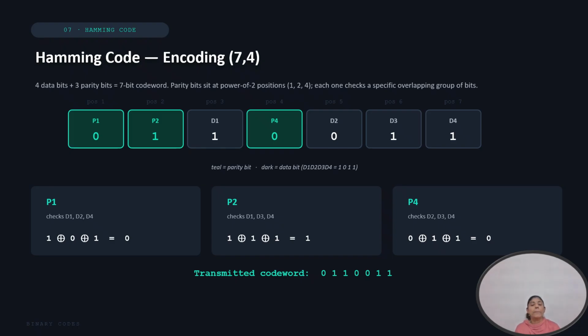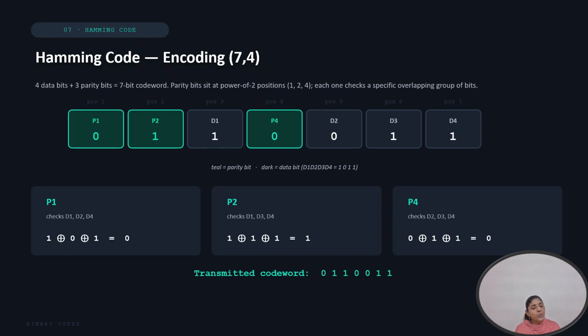Remember, parity bits can sit only in these positions. Check here: parity 1 is in position 1, which I represented in green color, parity 2 is in position 2, and parity 4 is my parity bit. Other bits are my data. You have to find what values to place in position 1, position 2, as well as position 4.